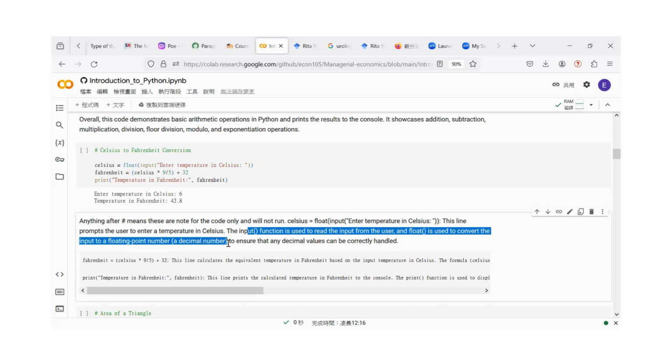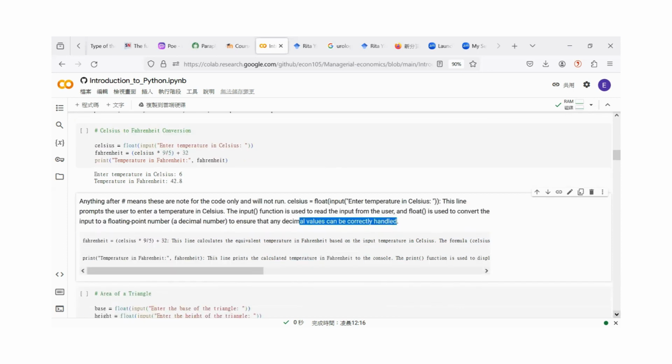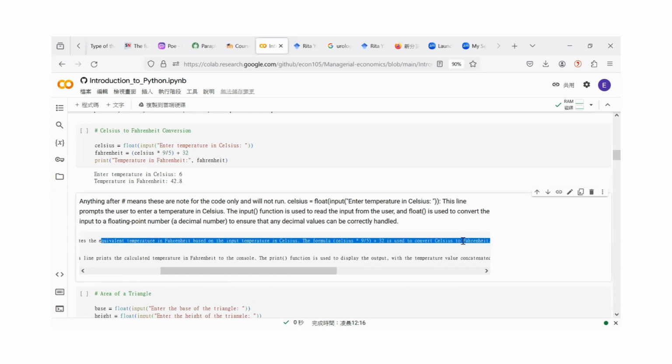This sort of thing is very common in computer science programming, like for example in R, where they have something similar to ensure that any decimal value can be correctly handled. So this is a kind of data type. And then they have got the equation. You will see a star here, so it's multiplication, and then division is the slash, and then plus 32. This line is equivalent to the temperature in F, based on the input temperature in Celsius. The formula is actually used to calculate the temperature conversion here.